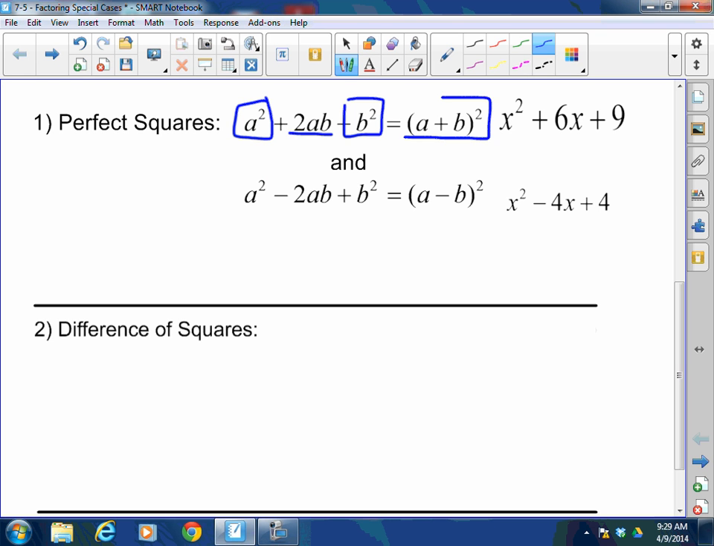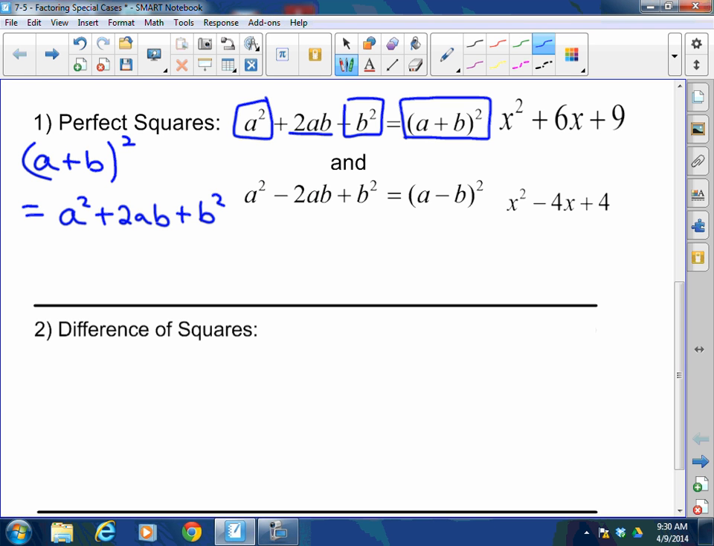Do you guys remember when we learned how to multiply a plus b squared? If you remember, a plus b squared would be the first term squared plus 2 times the first times the second plus the second term squared. Do you guys remember when I taught you that I said we're going to see this again when factoring? We're going to reverse it.